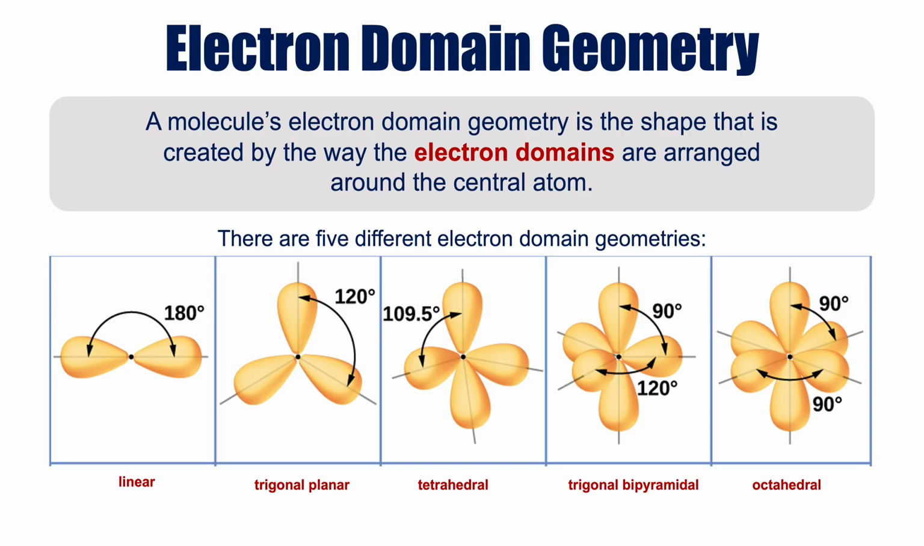All right, so what we're going to look at is two different ways to look at the geometry of a molecule. The first type that we'll look at is what's called electron domain geometry. Then the second type is what's called molecular geometry. A molecule's electron domain geometry is the shape that is created by the way that the electron domains are arranged around a central atom. There are 5 different electron domain shapes: linear, trigonal planar, tetrahedral, trigonal bipyramidal, and octahedral.